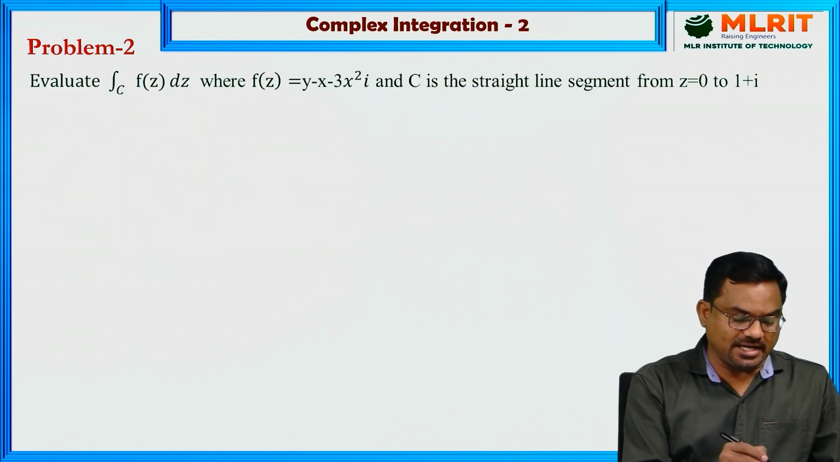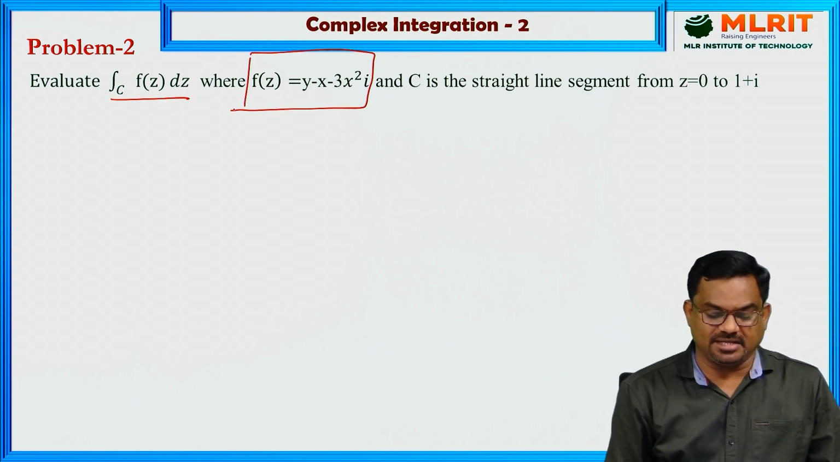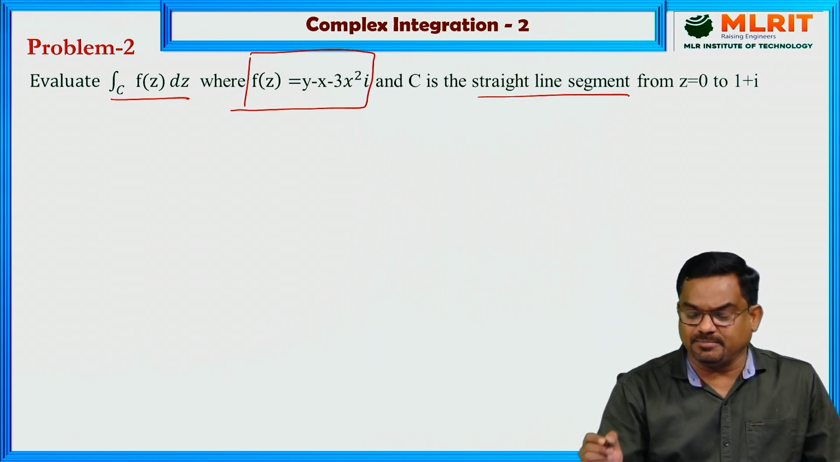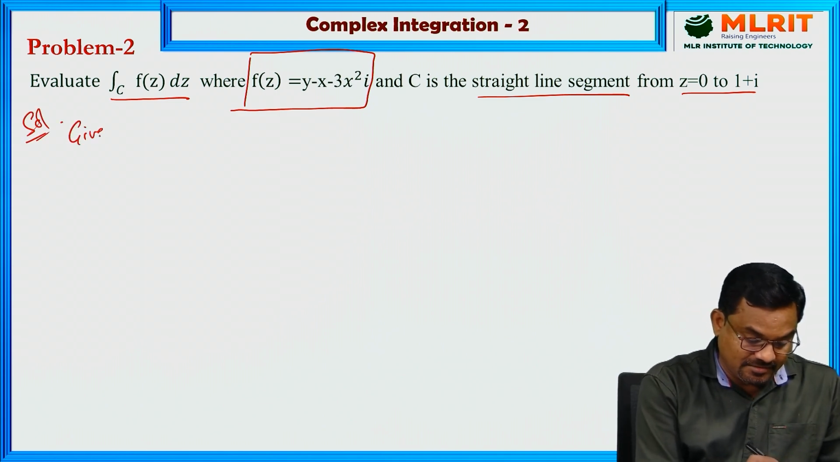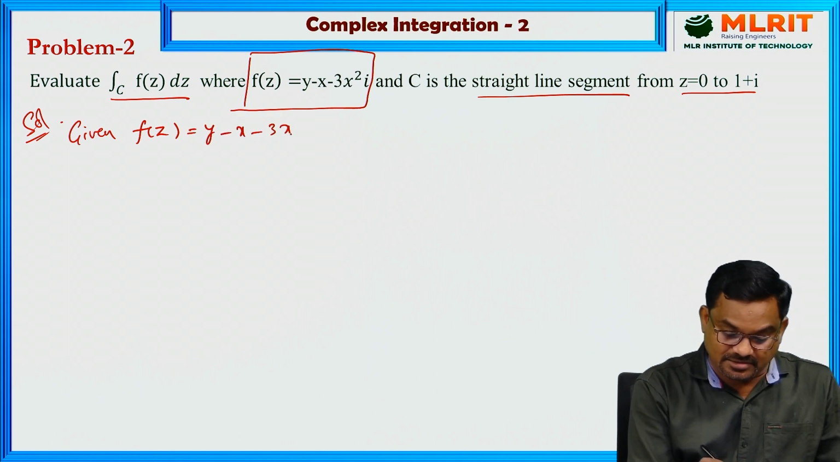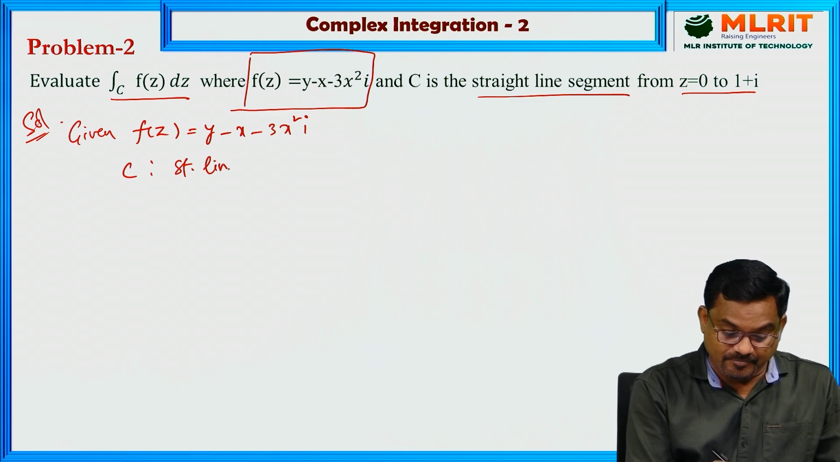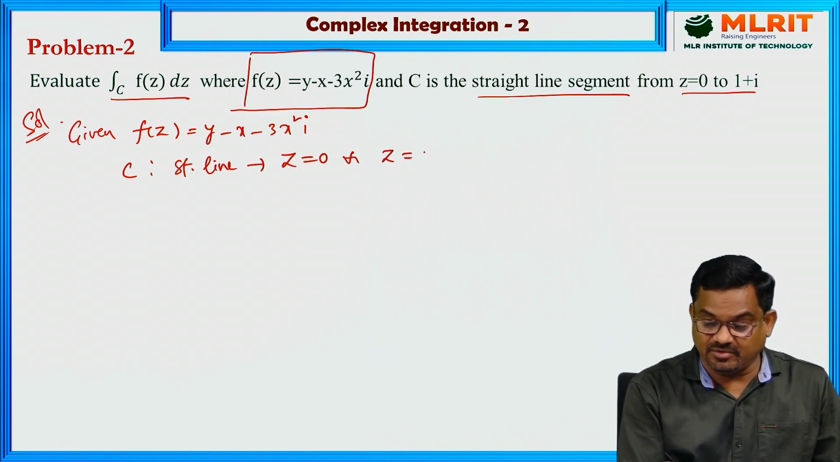Now coming to the second problem, evaluate integral over C of f of z dz, where f of z is y minus x minus 3x square i, and C is the straight line segment from z equal to 0 to z equal to 1 plus i. So given f of z is y minus x minus 3x square i, and C is the straight line joining the points z equal to 0 and z equal to 1 plus i.